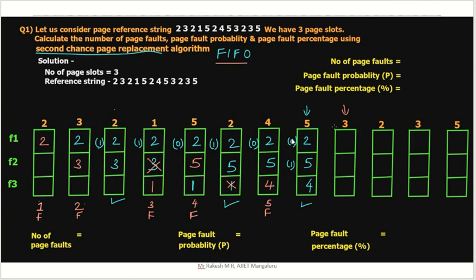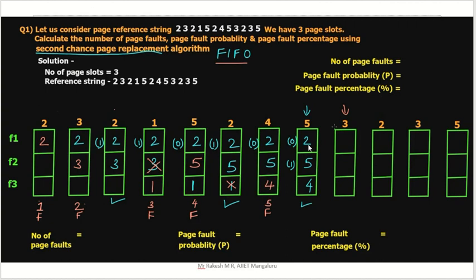Again the second chance is gone here, because one chance was given to 2 here and that is also gone. Now in this part you can see 2, 5, 4 was there and 5 is asked again. So for 5 we are giving a second chance. That second chance is represented by bit 1. Now 3, the CPU is asking 3. Which one do we have to replace? 2, 5, 4, we have to compare. 2 we have to replace.